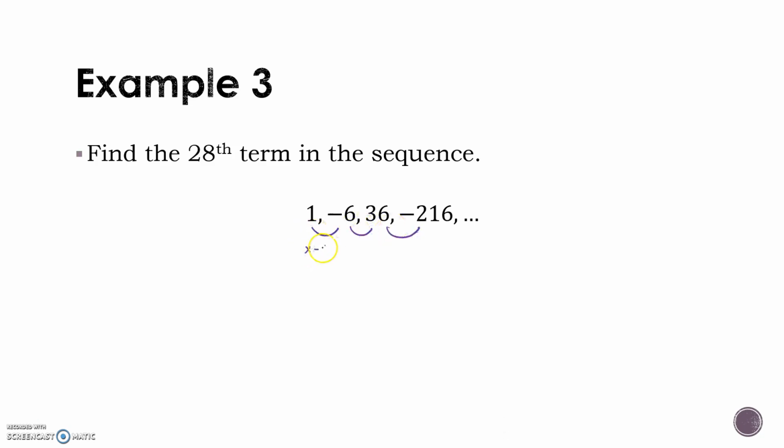I'm multiplying by -6, multiplying by -6 every time. That's what I'm doing, so that's my R value. My a sub 1 is just 1 because that's the first term. So substituting these in, I'd get a sub n equals 1 times, I'm going to put this in parentheses, -6 to the n minus 1.